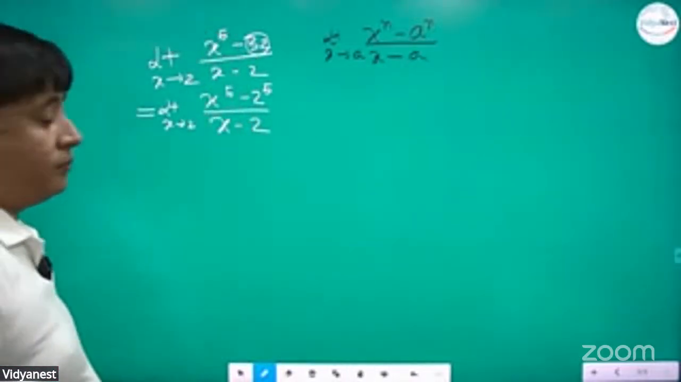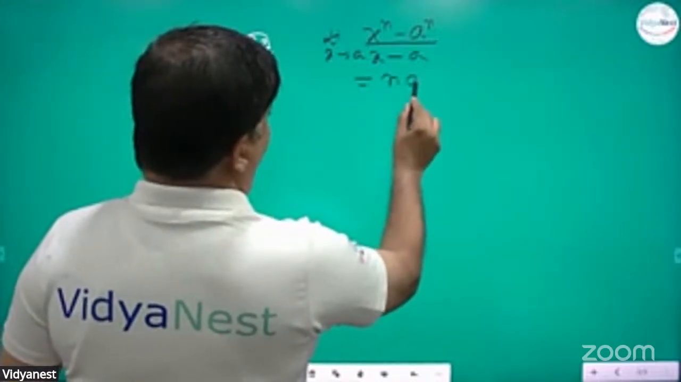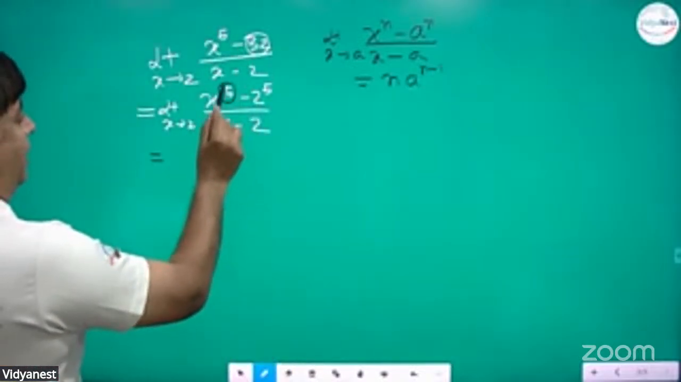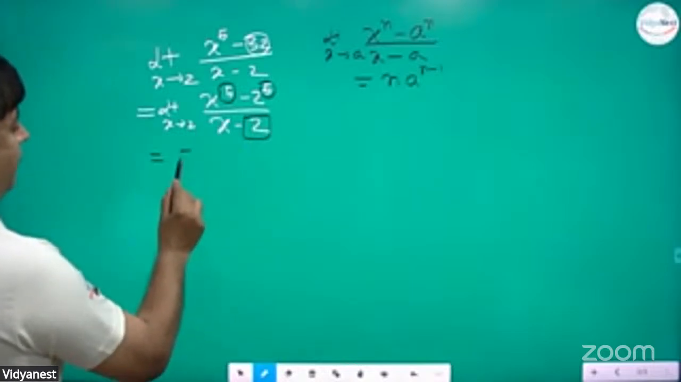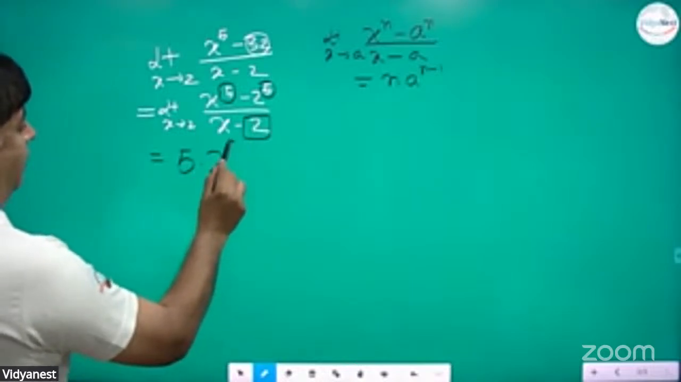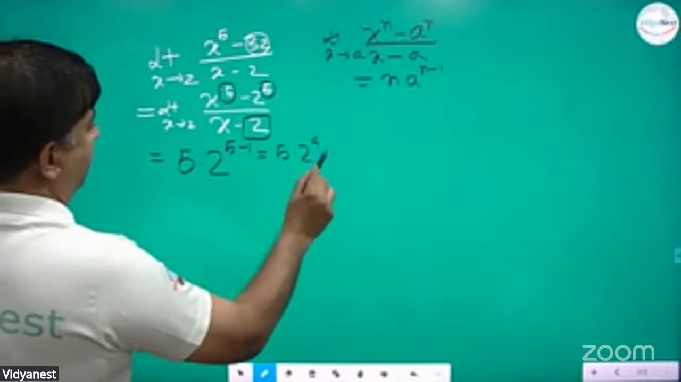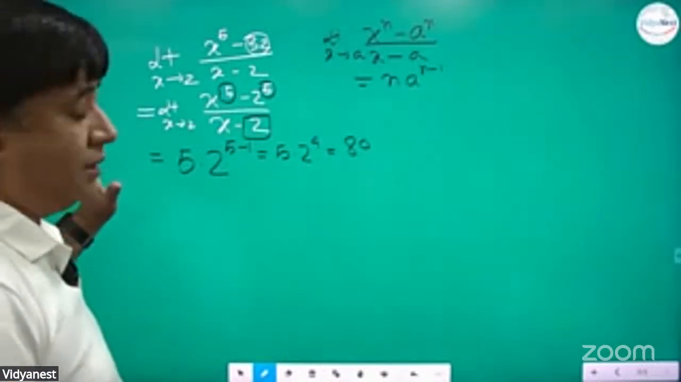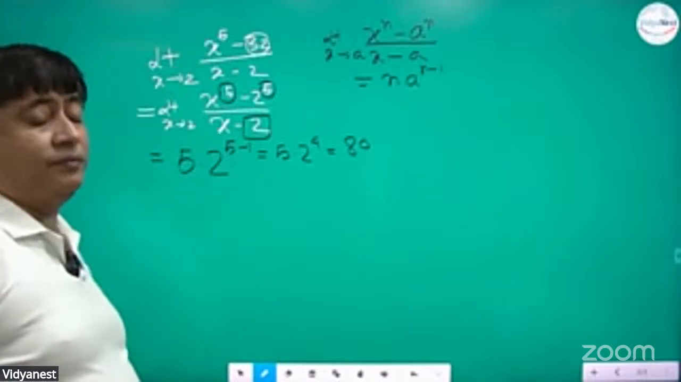Okay? So this gives you what? n a^(n-1). Here what is n? 5. What is a? 2. So 5 times 2^(5-1), 5 times 2^4, that is 80. So a simple example of that formula we have done.